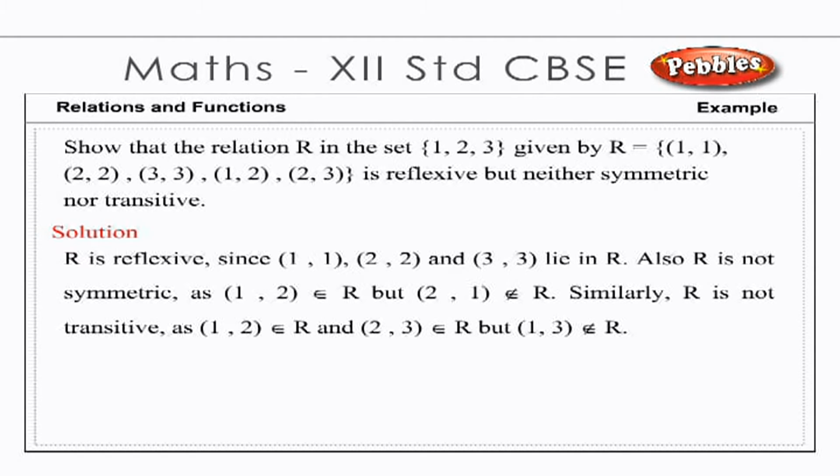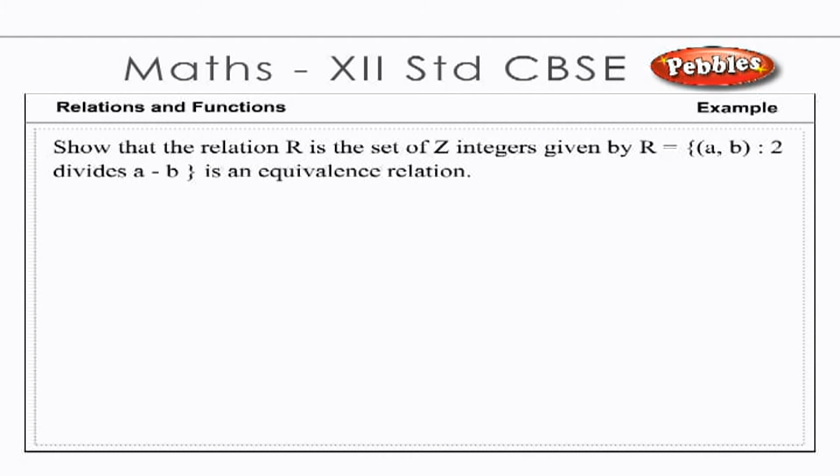Similarly, R is not transitive, as (1, 2) belongs to R and (2, 3) belongs to R, but (1, 3) does not belong to R. Example: show that the relation R on the set Z of integers, given by R = {(a, b): 2 divides a − b}, is an equivalence relation.